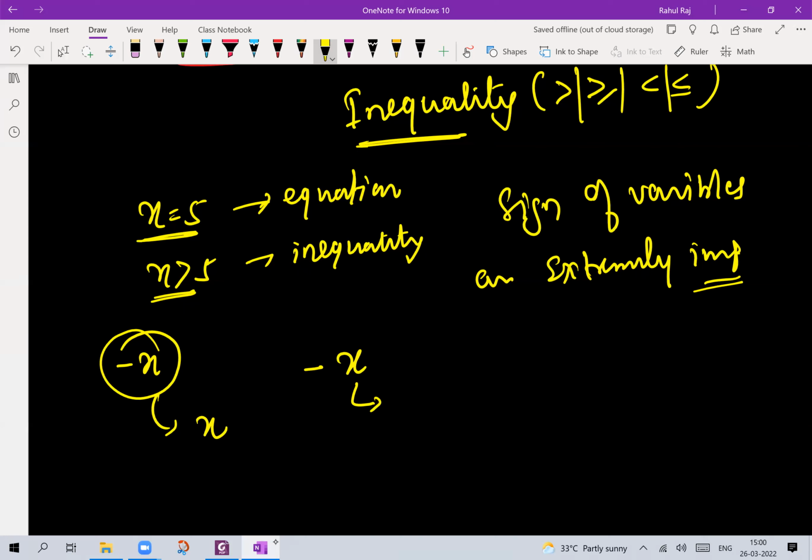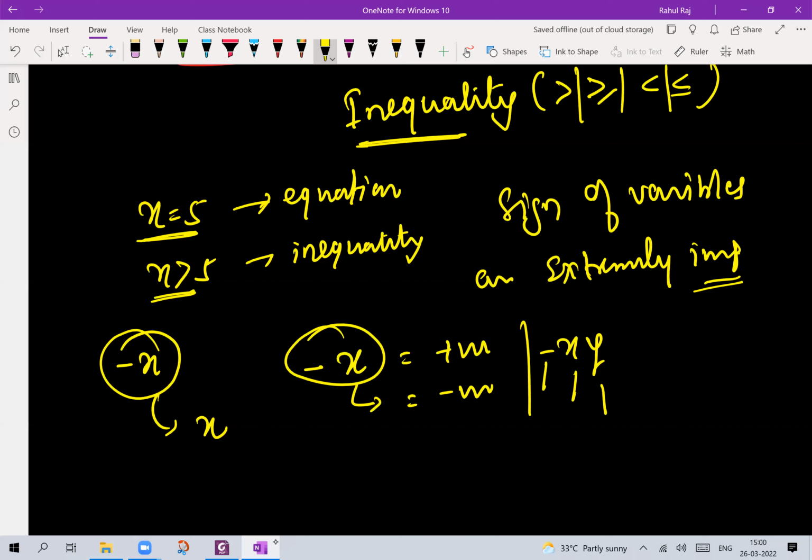So if the value of X is negative, minus X is a positive number. If the value of X is positive, minus X is a negative number. But do not assume by yourself that minus X is a negative number. No. Minus X means minus is a separate element, X is a separate element. When I say minus XY, it means minus is a separate element, X is a separate element, Y is a separate element. It at all does not mean that XY is negative.